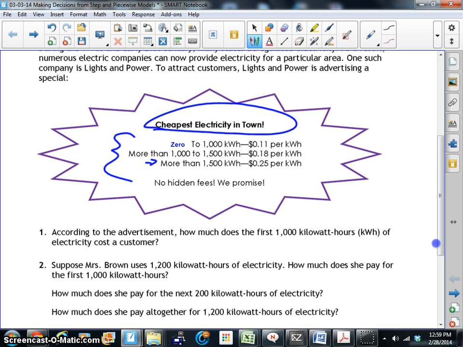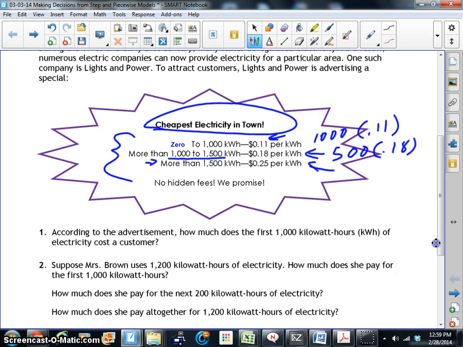Now, what does that mean? Well, when we get to 1,000, that doesn't mean that we now have to pay 18 cents for the first 1,000 kilowatt hours. Once we pay for the first 1,000 kilowatt hours, we do not pay extra for them again. We don't pay another 7 cents on each kilowatt hour. So in these cases, we only have 1,000 kilowatt hours that we're paying 11 cents per kilowatt hour for. Then from 1,000 to 1,500, that's 500 kilowatt hours that we are going to be paying 18 cents per kilowatt hour for.